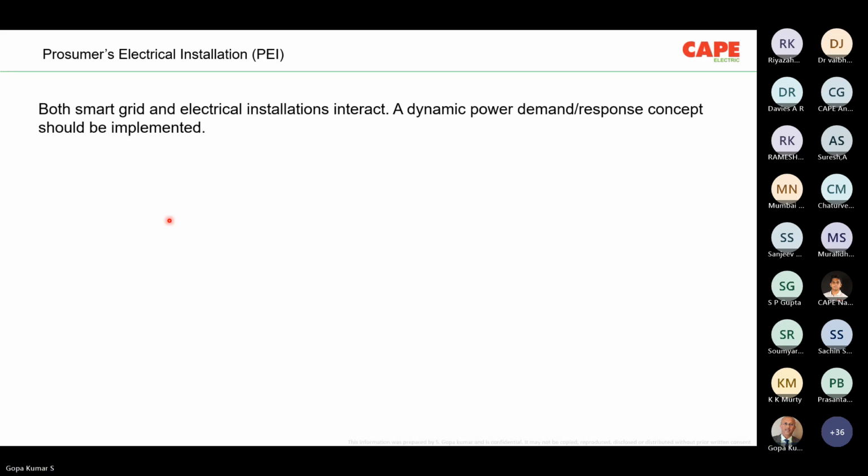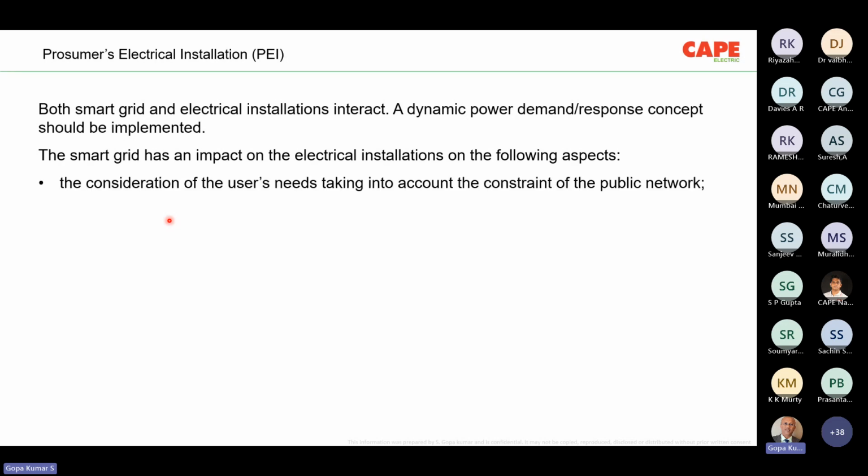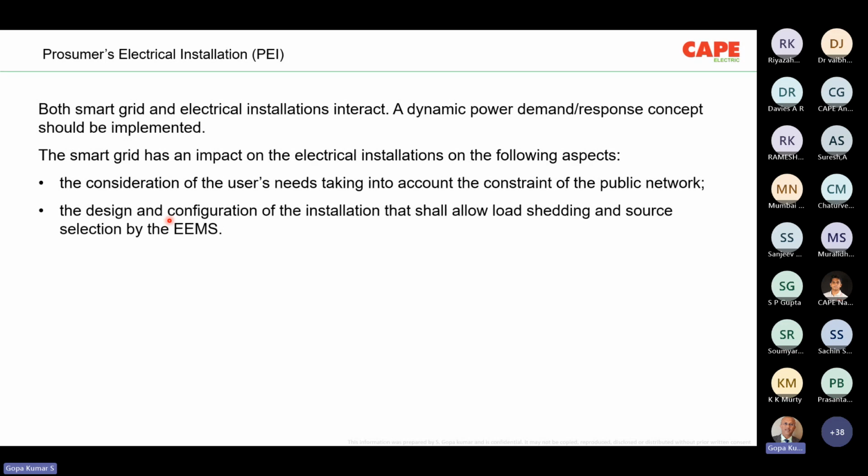Now, smart grid and electrical installations interact with each other, because the idea is to use the energy optimally in a very good way. A dynamic power demand response concept should be implemented. A smart grid has an impact on electrical installation in the following aspect: the consideration of users' need, taking into account the constraint of the public network. Because the smart grid, so we are talking about IoT based or smart system, it should consider the user's need with respect to the time of the day, with respect to the demand for each of the time.